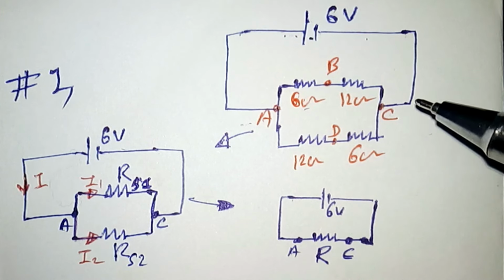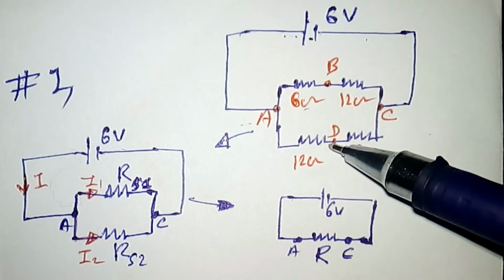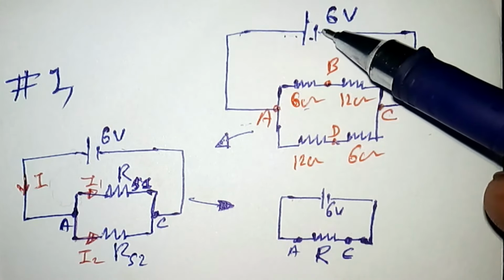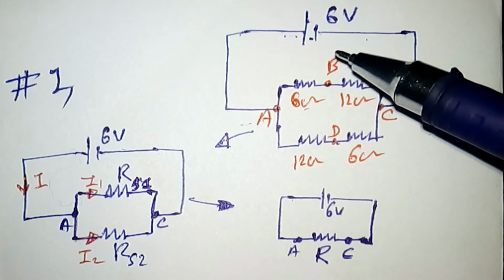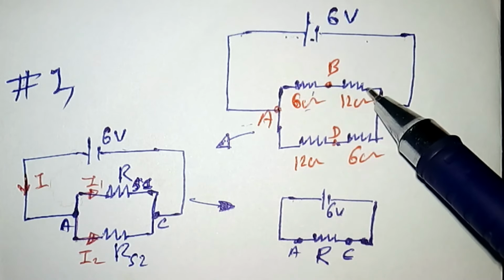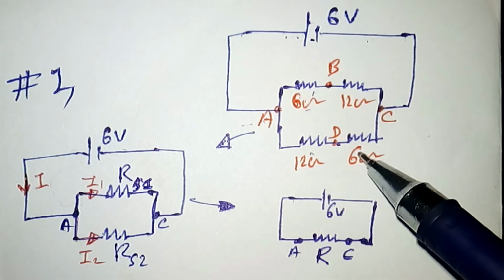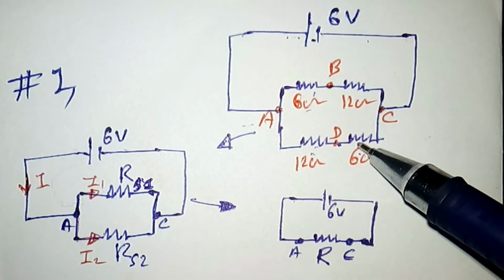In the circuit given below, what will be the potential difference between point B and D? The circuit is connected with four resistors and a 6 volt battery as the source. These two resistors are in series with each other, and these two are also in series with each other, and these two and these two are in parallel with each other.